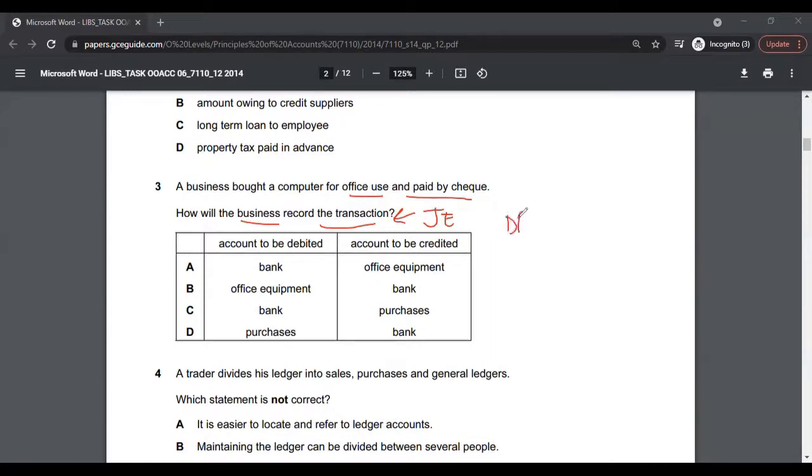You bought office equipment, so debit office equipment because there's an increase in asset, right? And then you used a check to buy this asset. So that's basically credit bank, another asset which goes down. So the answer to this multiple choice would be option B, debit office equipment and credit bank. So the answer to multiple choice 3 is option B.